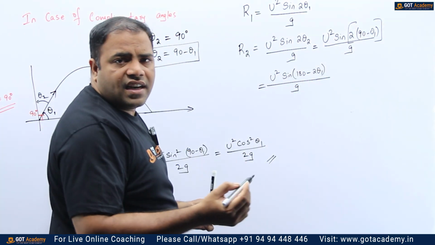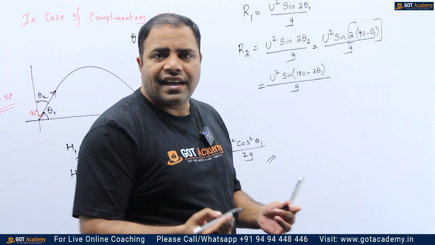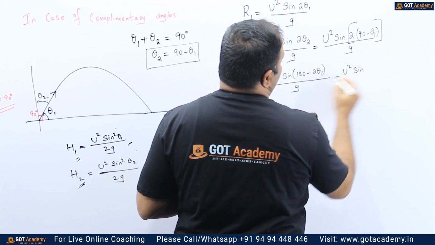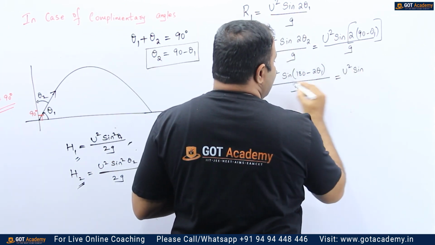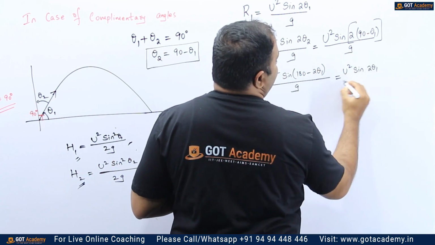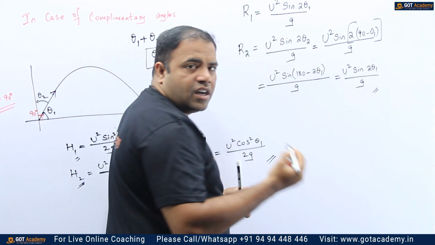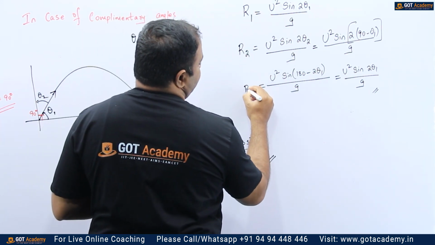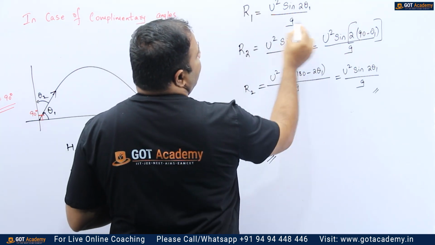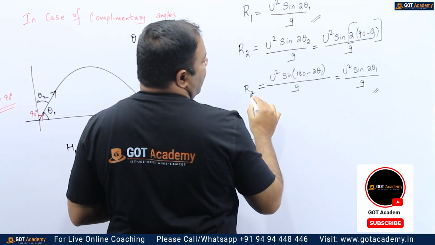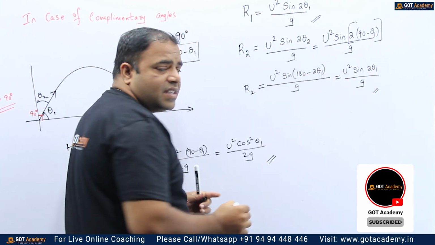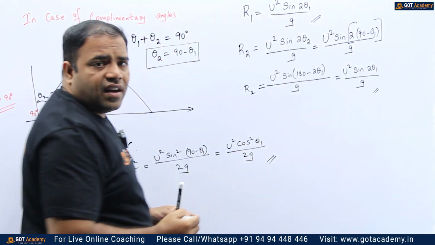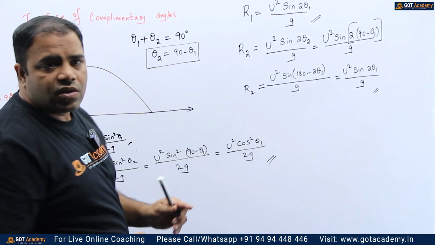Sine of 180 minus theta is nothing but sine theta, because it is in the second quadrant. So u square sine of 180 minus this angle is equal to sine of the same angle by g. This thing we studied in trigonometry during our 10th class. Okay, so now you got the R2 value. If you observe carefully, R1 is u square sine 2 theta 1 by g and R2 is also u square sine 2 theta 1 by g. Both are the same, isn't it? So now you got R1, R2. Now let me find the relationship between R1, R2 and H1 and H2 finally.